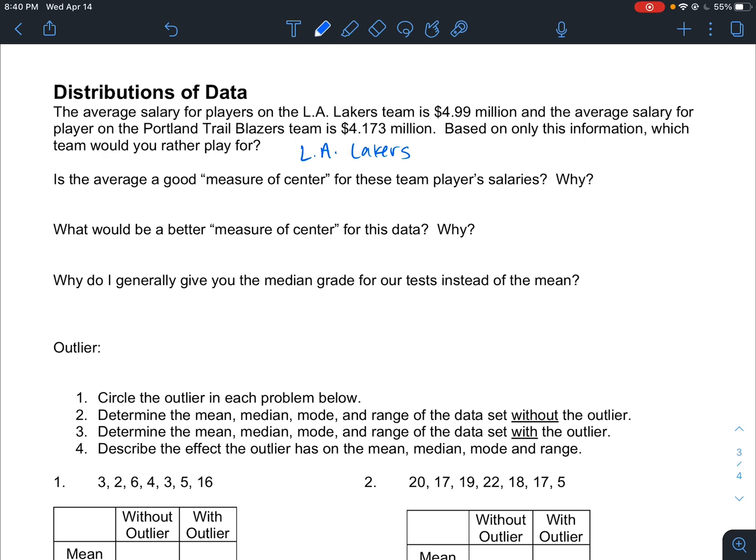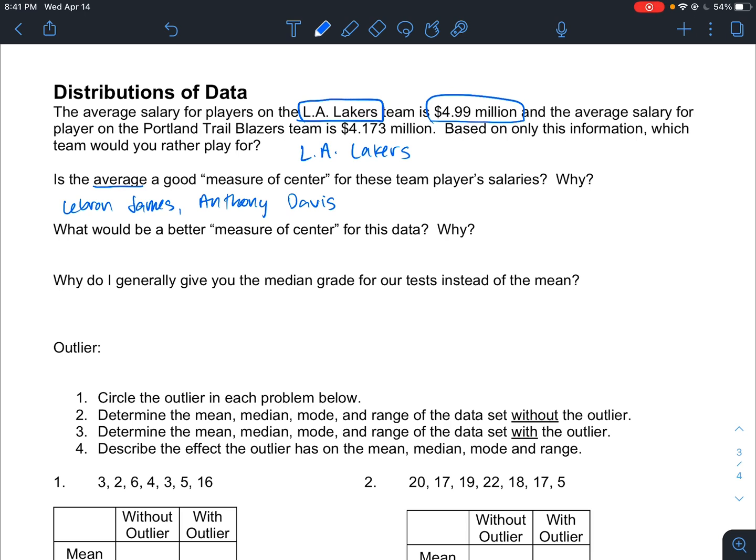Okay. Is the average a good measure of center for these teams' players' salaries? And I would argue that it wouldn't be a good measure of the center. Mainly because we have what are called outliers. So on the LA Lakers, there are two big stars. You have LeBron James, right? LeBron James and Anthony Davis. These are two huge, massive stars that probably are well above this mark right here.